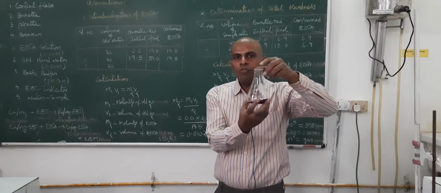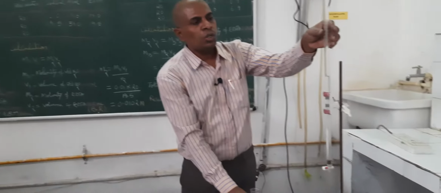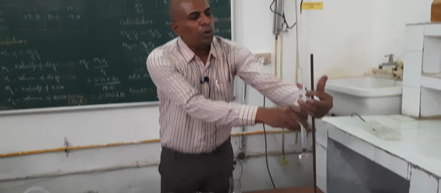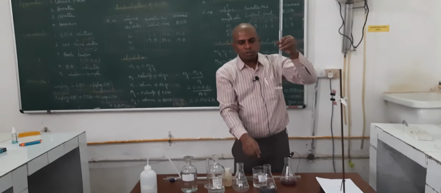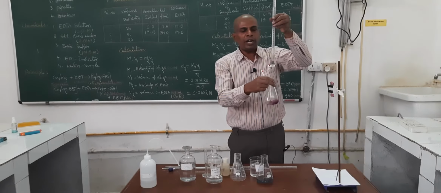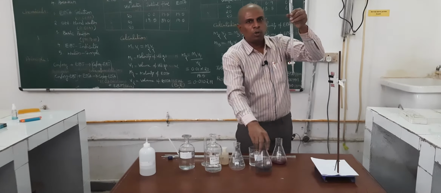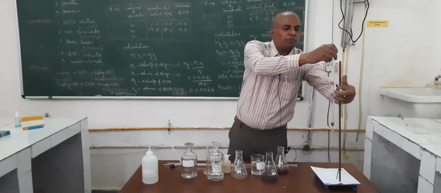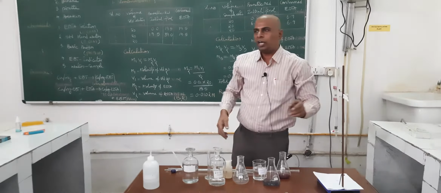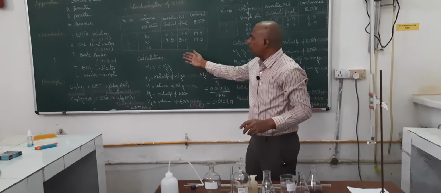in color. Then we go for titration with this EDTA, so we take a burette. In the burette we take EDTA, and we titrate this. Whenever you titrate, it turns into blue color. That is the end point. We stop the reading.